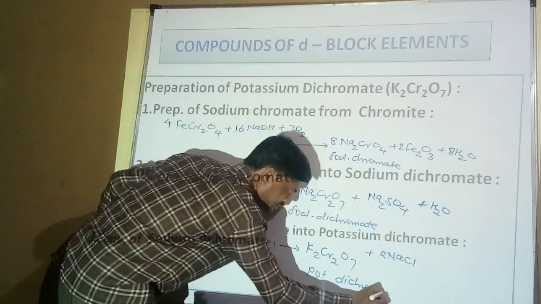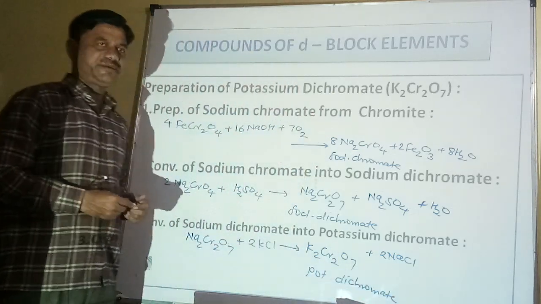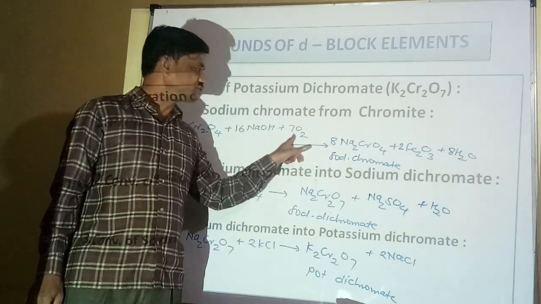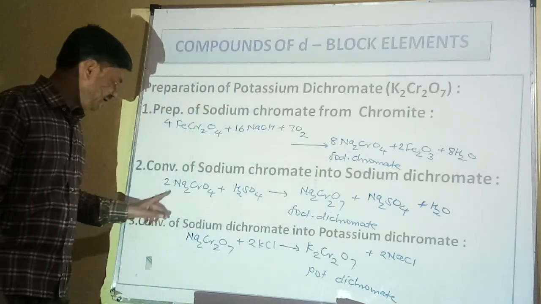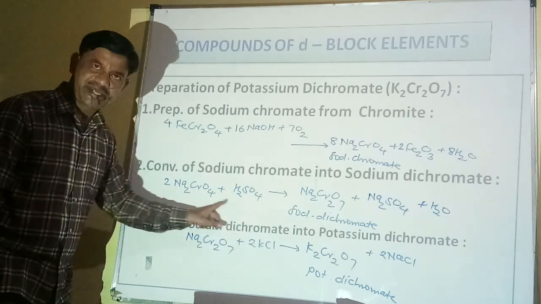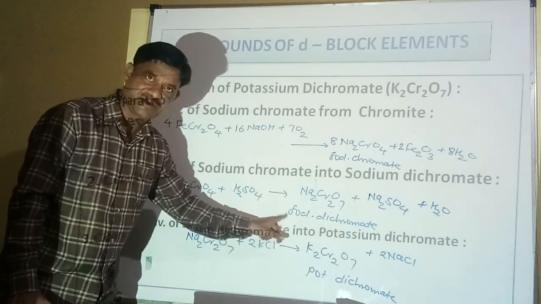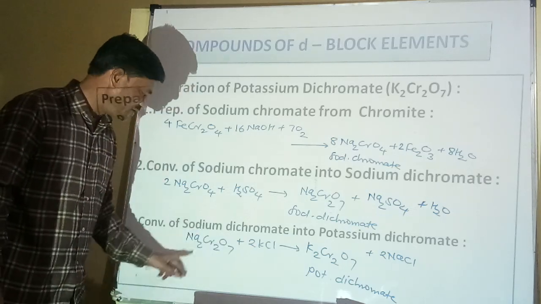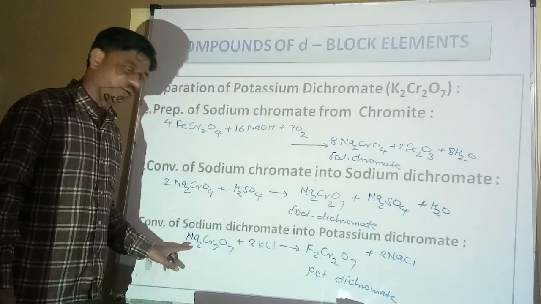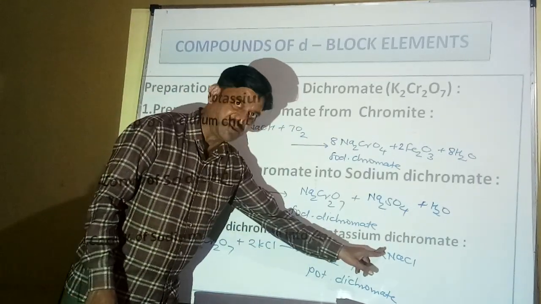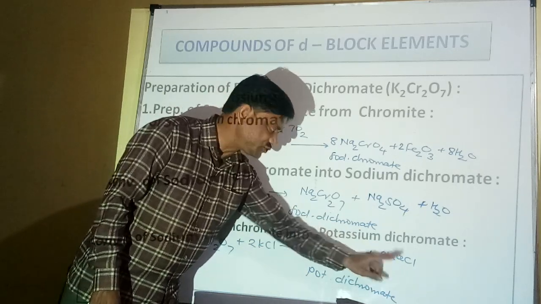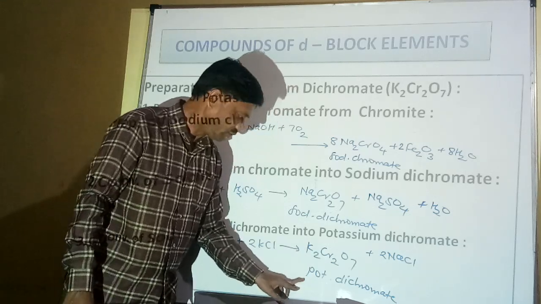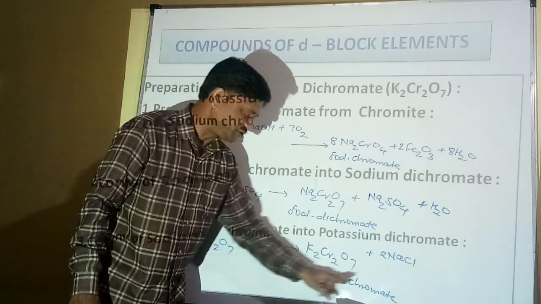Potassium dichromate. So remember once again. First step, chromite FeCr2O4 on treatment with excess alkali using oxygen converts into sodium chromate. In the second step, this sodium chromate on reaction with H2SO4 gives sodium dichromate, and finally this sodium dichromate on reaction with KCl gives potassium dichromate along with formation of 2NaCl. Remember here, this NaCl is least soluble, separated out by filtration, and by the crystallization process we can obtain crystals of potassium dichromate.